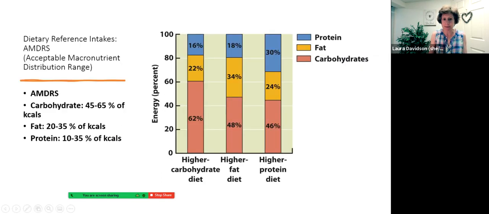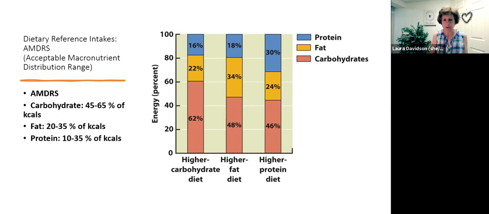Now, I tucked the AMDRs into this video lecture. Your textbook authors have decided not to focus on it, but I want to explain what it is, and you will see this on the test. The AMDRs show the proportions of calories, the ranges that should come from the different energy yielding macronutrients. So we see carbohydrates should be between 45 and 65% of your calories, fat between 20 and 35%, protein between 10 and 35%.